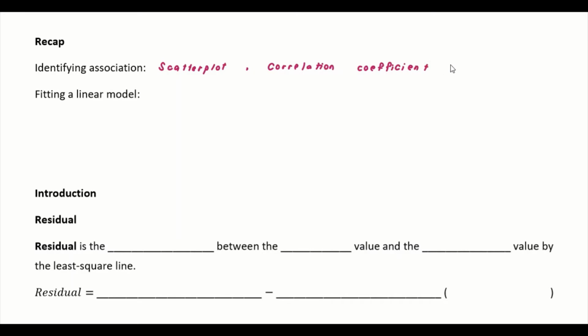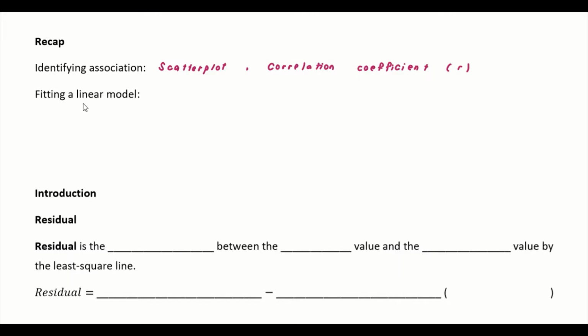Then starting from the second lesson for numerical data, we are under the objective of fitting a linear model already, which means we are trying to use a linear model to fit our data. I hope that from Tuesday's lesson, you can remember why we need to fit a linear model. It's actually to help us do prediction.